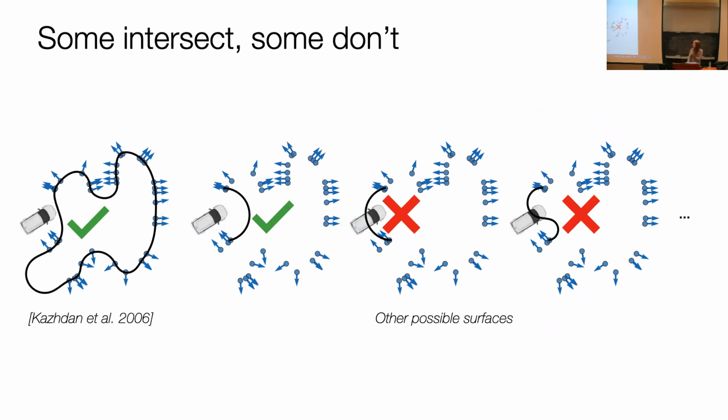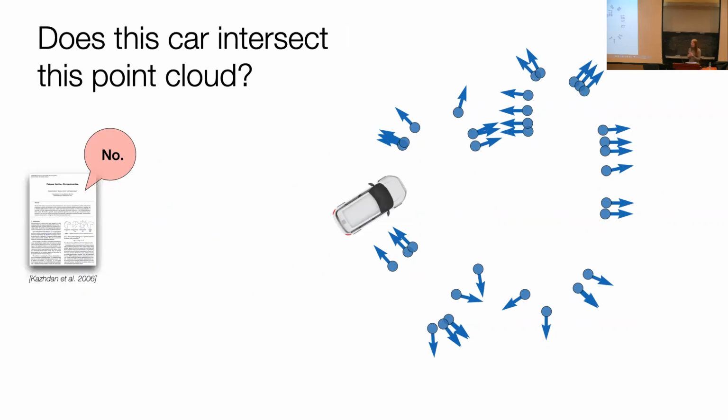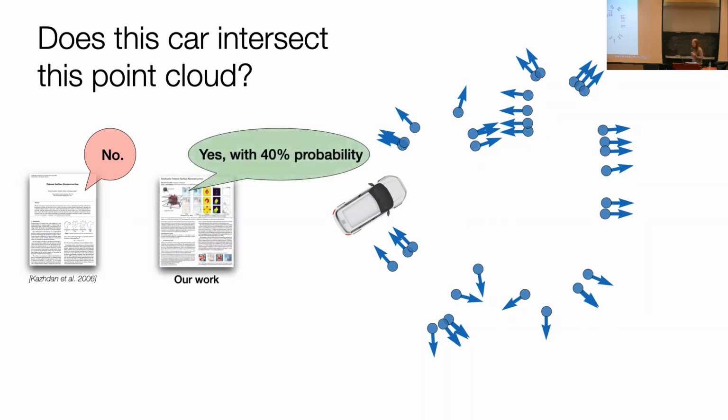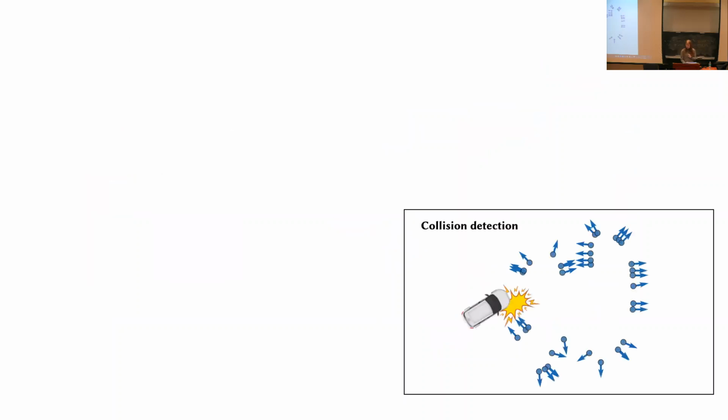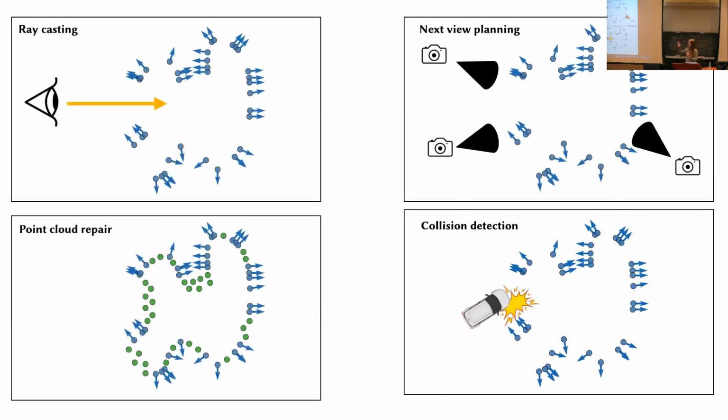In a way, Poisson reconstruction is projected to only one likely surface and ignoring the rest, and giving us an answer like, no, it doesn't. In this work, what we do is we formalize this statistical understanding of the many possible reconstructed surfaces and give more complete answers to this question. This will not just be useful for this collision detection example. I'll show you later that it's useful for things like ray casting, next view planning, and point cloud repair.